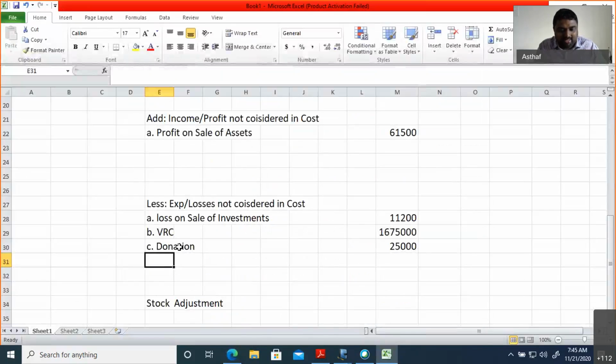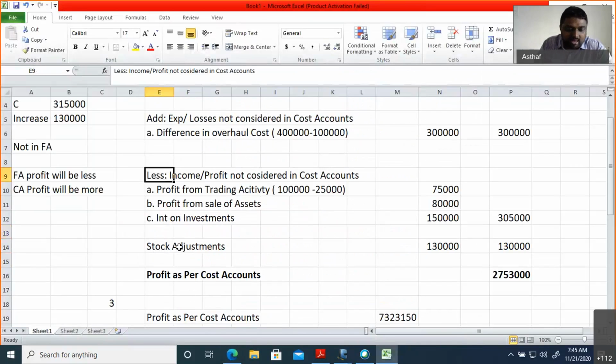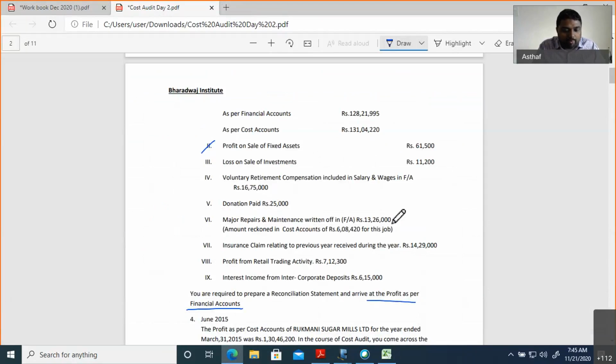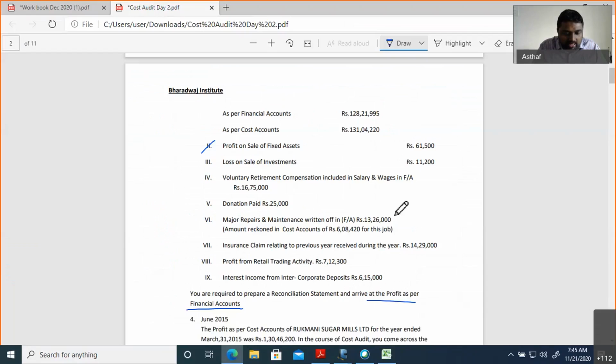Then here the difference. See the same concept we discussed in the last case. Here we discussed the difference in overall cost, the same item. In the last case we have added; now what will it be? Less. See how the expenses will come. Major repairs: in financial we have taken 13 lakh 26,000, whereas in cost it is 6 lakh 8,420.